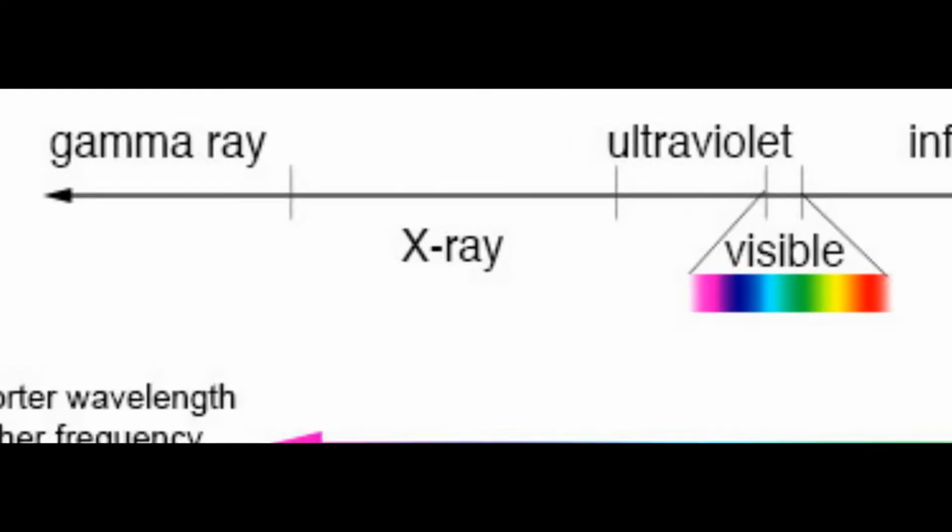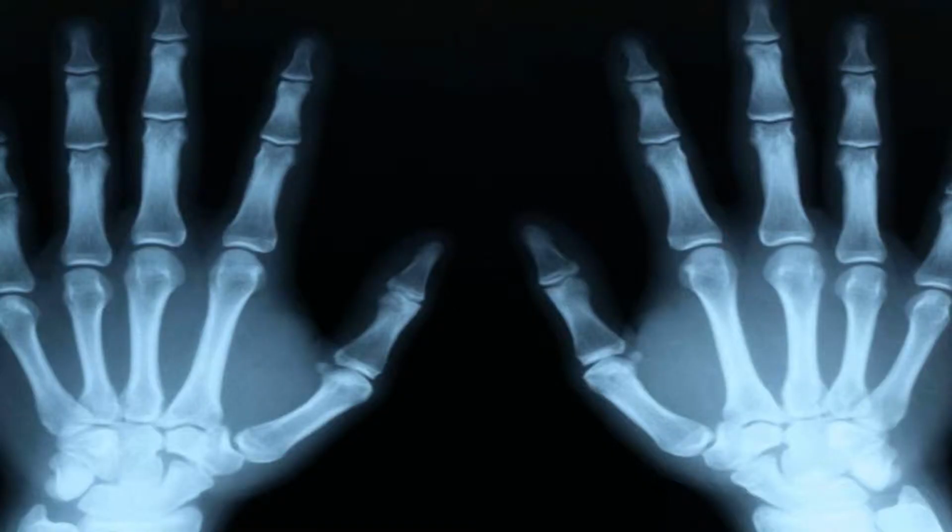Second from last are X-rays. These have frequencies ranging from 30 petahertz to 30 exahertz, and wavelengths from 10 picometers to 10 nanometers. X-rays pass easily through some materials, such as fat and muscle, but not others such as bone and photographic film. This is what makes them useful in medical imagery scanning.